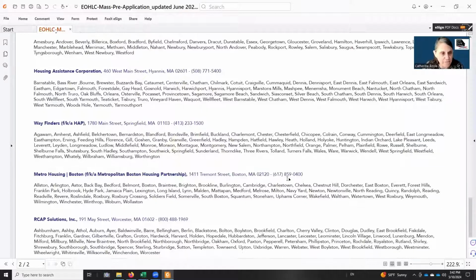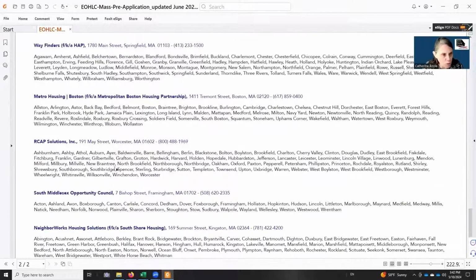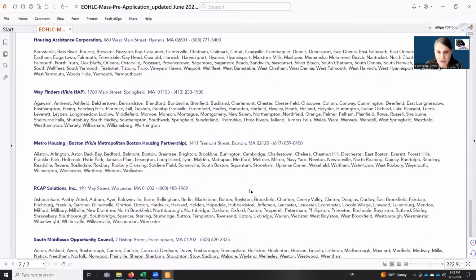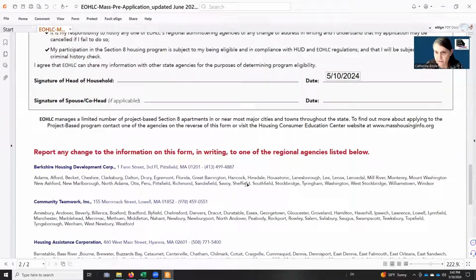If Anita lived in Framingham, for example, we would send it to South Middlesex Opportunity Council, 7 Bishop Street in Framingham. It is best practice that you mail this certified mail, return receipt requested. And please make a photocopy for your records before you mail it.